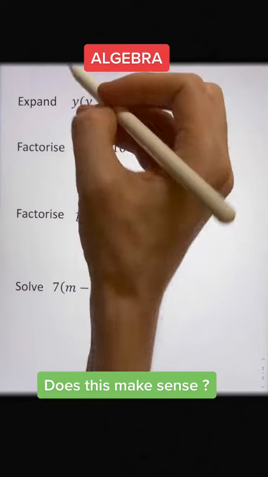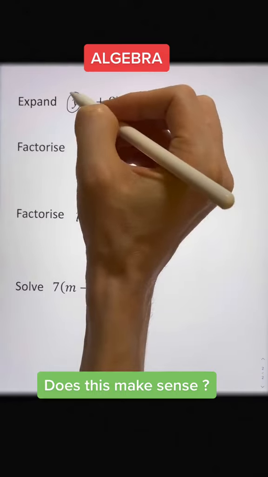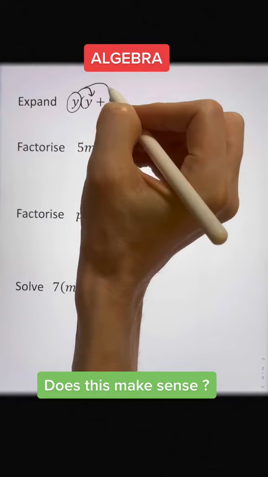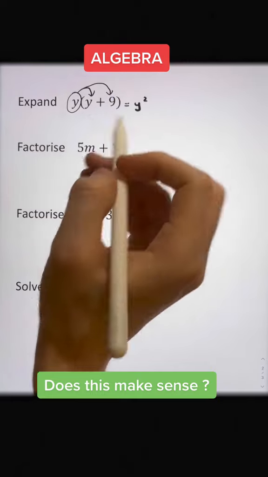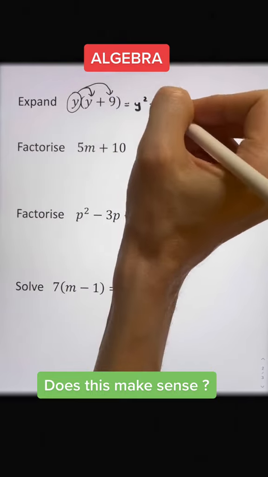Expanding a single bracket, we multiply the term directly outside the single bracket by each term directly inside. In this case, y times y will give us y squared, and y times positive 9 will give us plus 9y.